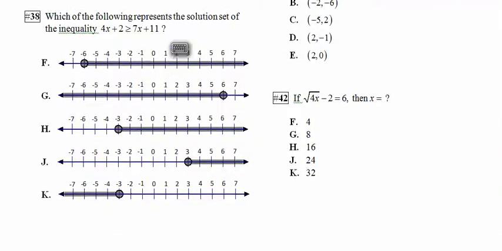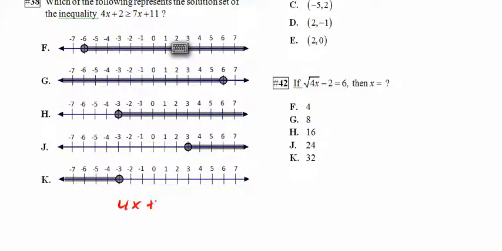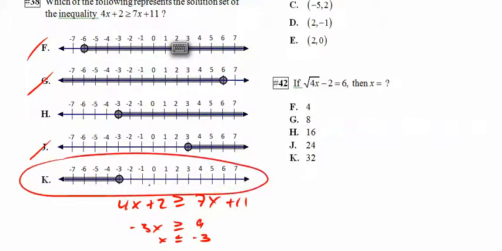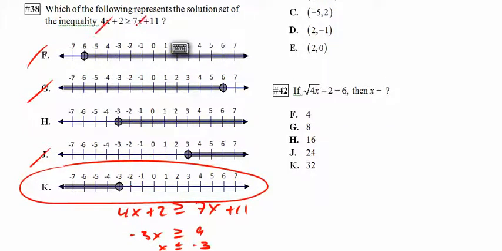Which of the following represents the solution set of this inequality? 4x plus 2 is greater than or equal to 7x plus 11. Negative 3x is greater than or equal to 9. X is less than or equal to negative 3. Let's test 0. It should not work. It's a nice number to test. That's why I picked it. So 0 kills these. Is 2 greater than 11? No. Looks like we did it right.